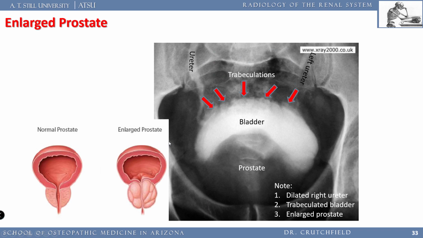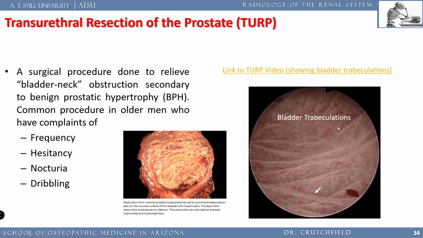And we'll show you what those trabeculations look like. Over here, these are trabeculations. This is a bladder that's been really stretched out lots of times. Okay, here's a lot of trabeculations inside a bladder. It says here that these are obstructions from a nodular prostatic hyperplasia that has led to prominent trabeculations seen on the mucosal surface of the bladder.